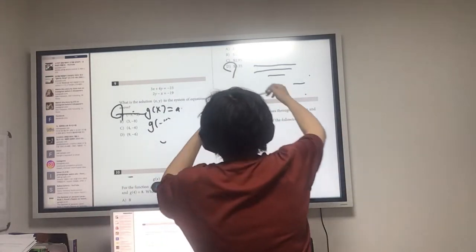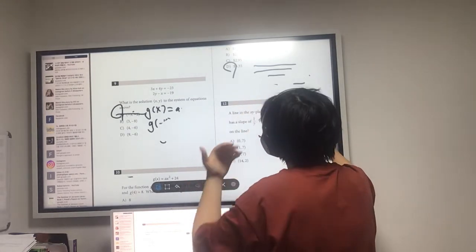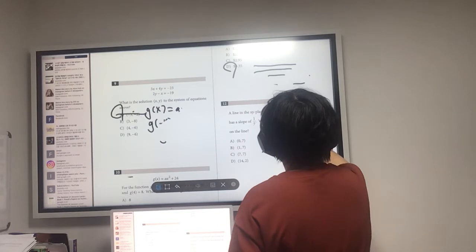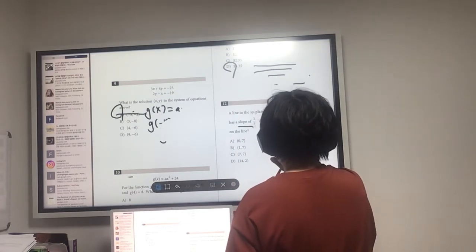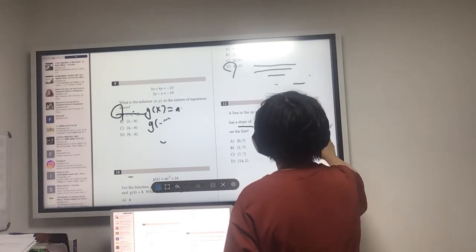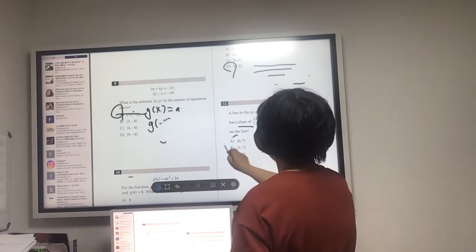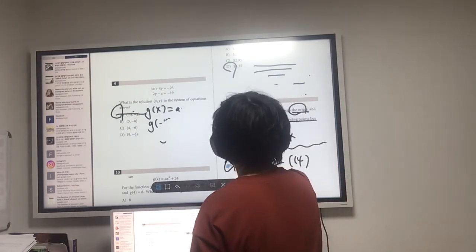The next question: a line through the origin with a slope of 1/7, so y equals 1/7 x plus b. Which of the following points lies on the line? It passes through the origin, which means there is no b, and the slope is 1/7. So the point 14, 2 works, since 1/7 of 14 equals 2. And so the answer would be D.